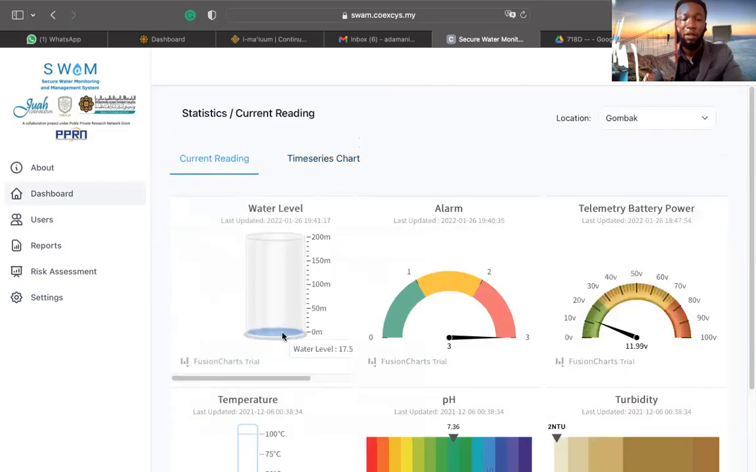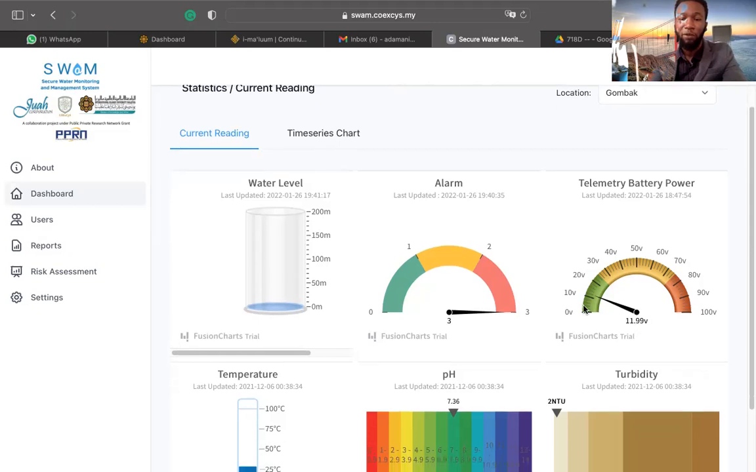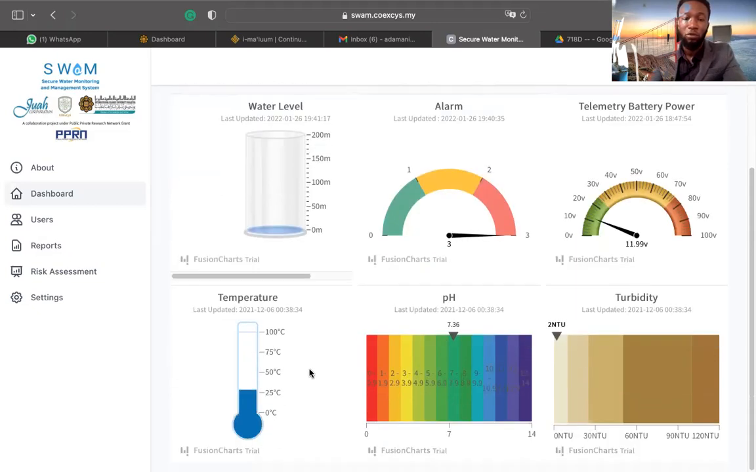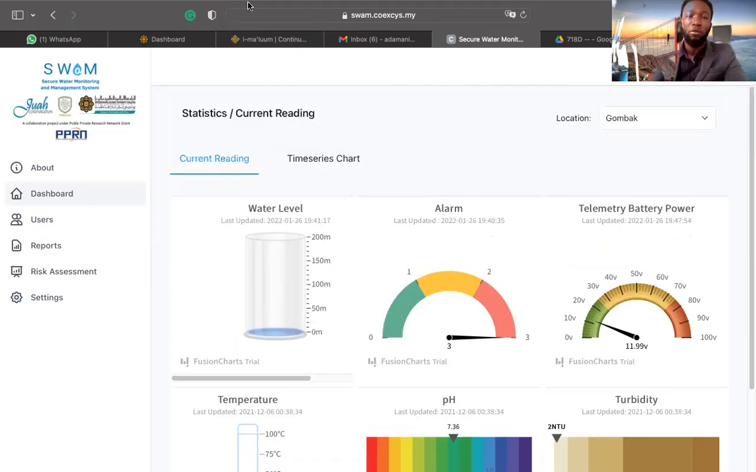So let's come back to the current reading here. As you can see, the last reading was 17.54 meters, and it shows that this is at a very dangerous stage. The indicator is actually at the red point, which means it's at a danger stage. We can see the battery power level here, which is 11.9 volts. The temperature at the time was 25 degrees Celsius, and there are also the pH value of the water, the turbidity, and so on. So let's come back to our poster.